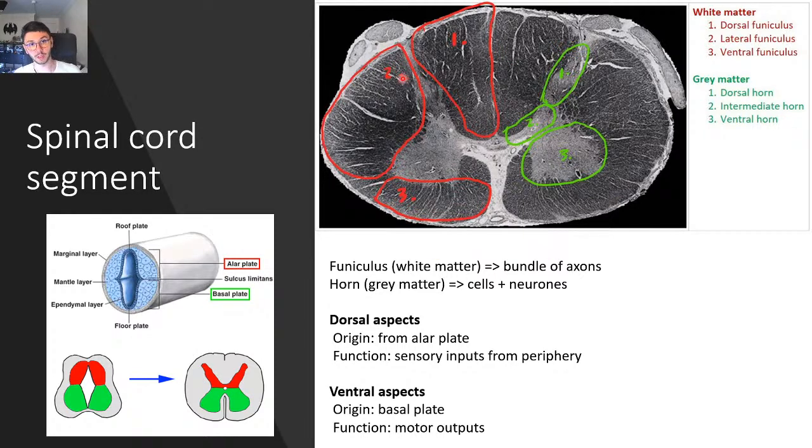Now we also have something called the lateral horns here, and the lateral horns are specific to the thoracic and lumbar regions. And the reason they're here is because the thoracic and lumbar regions provide autonomic signals as well. So these are autonomic fibers, whereas the cervical and sacral ones do not have a lateral horn because they have no autonomic components.